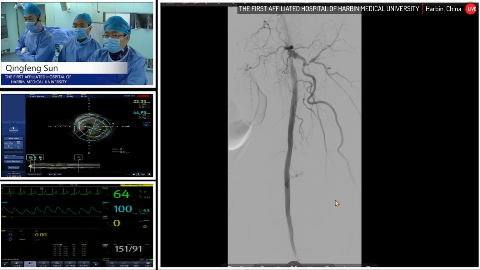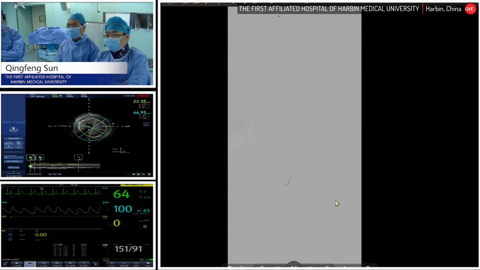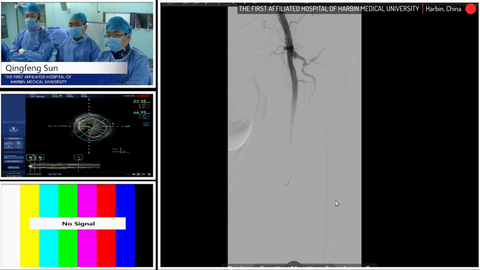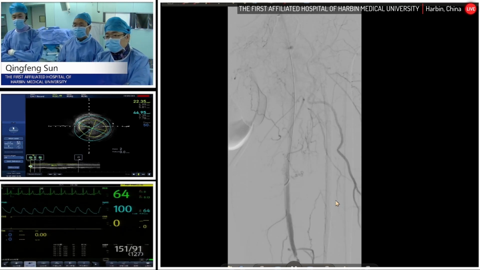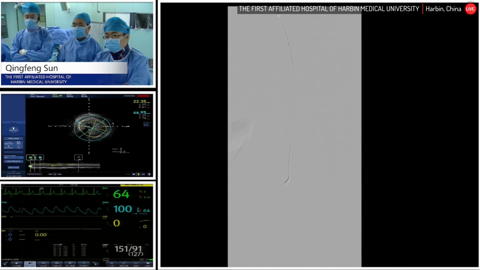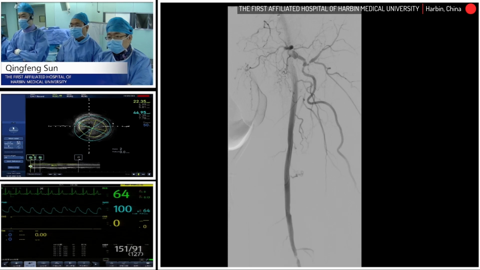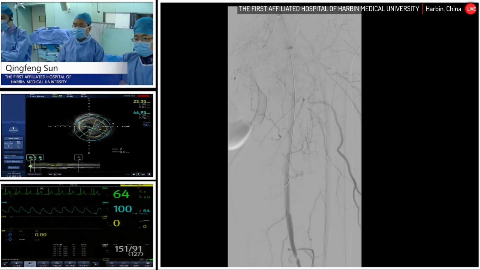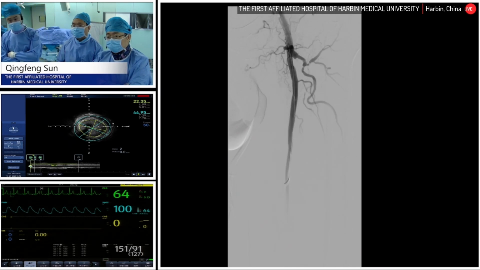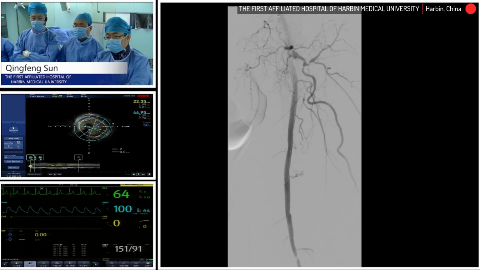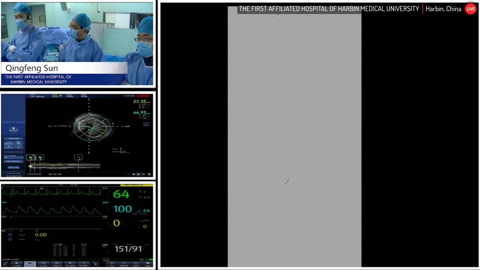Yes. Okay. So this is the first picture we've taken after we cross over. We can see the CFA, the SFA, and the DFA, which is fairly good, especially the SFA in the proximal segment. But there's a severe stenosis at the distal SFA, which you can see is almost occluded. Next, please.